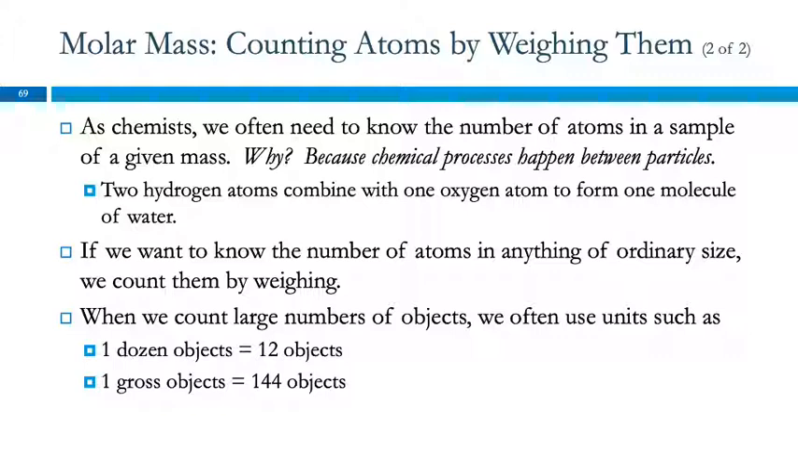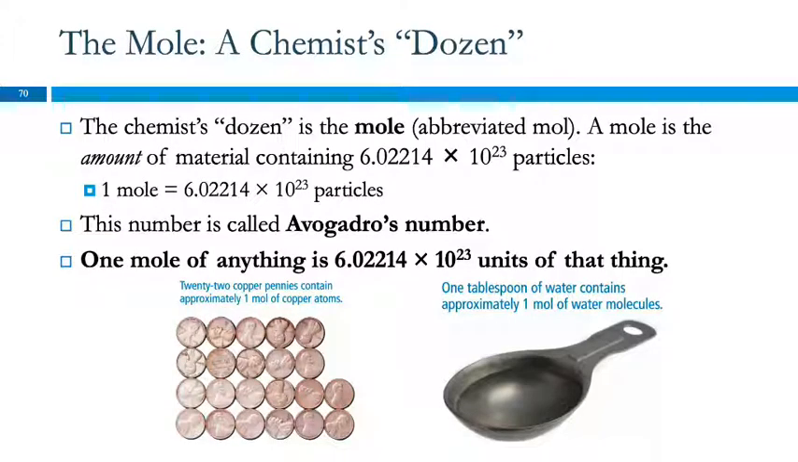Well, we have a counting unit in chemistry as well. But all those other units are way too small. We need something that's a much, much larger number. And so the chemist's dozen is the mole.